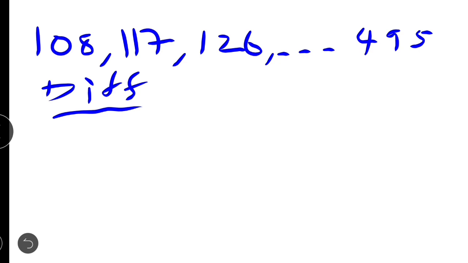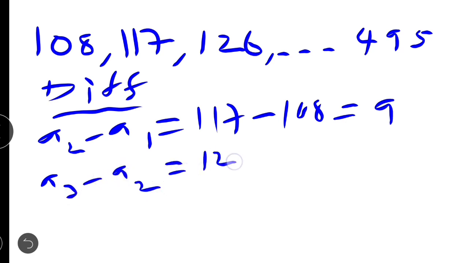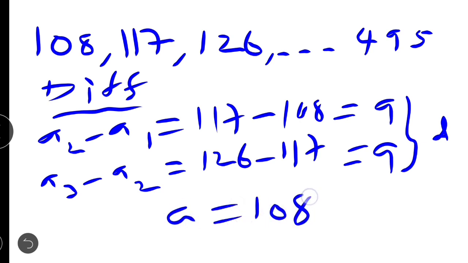Let's verify whether this list of numbers forms an AP or not. The first difference is a2 minus a1, which is 117 minus 108, so 9. The second difference is a3 minus a2, which is 126 minus 117, so 9. Here the differences are common, so the list of numbers is in AP. And here the a value is 108. Now we have to find the number of terms in this list.